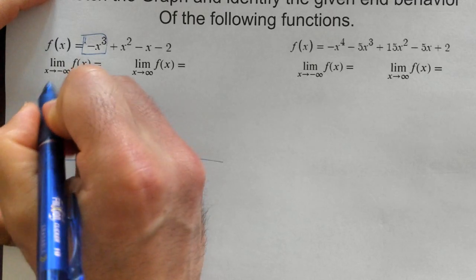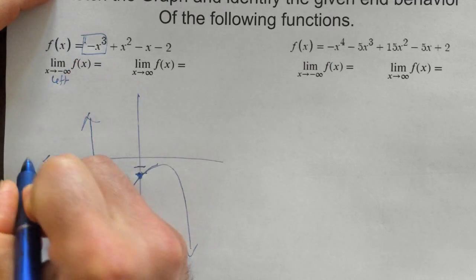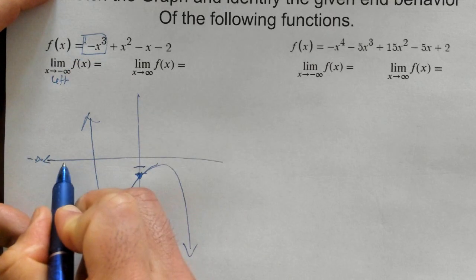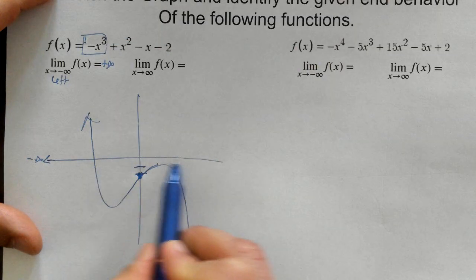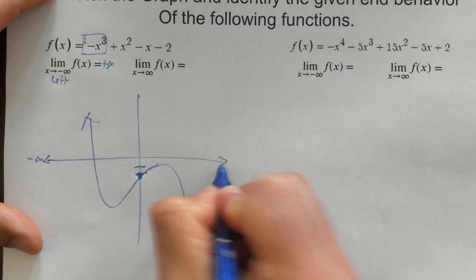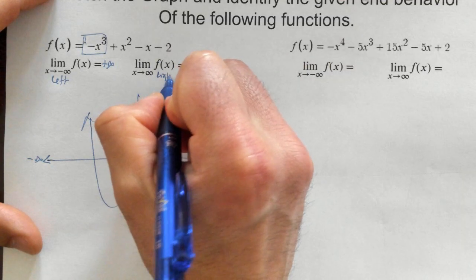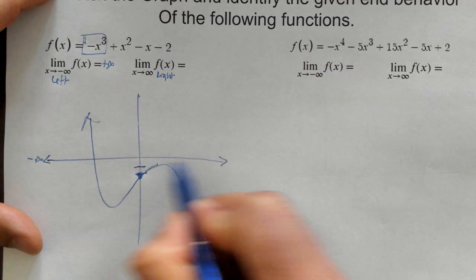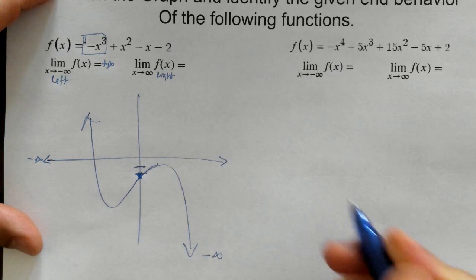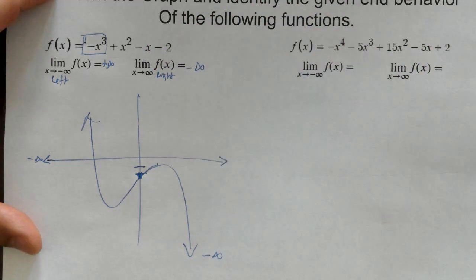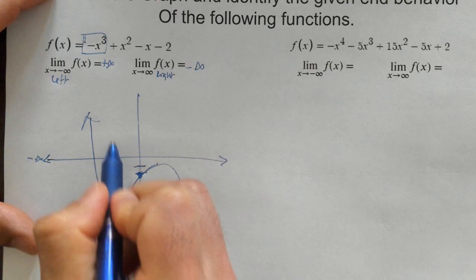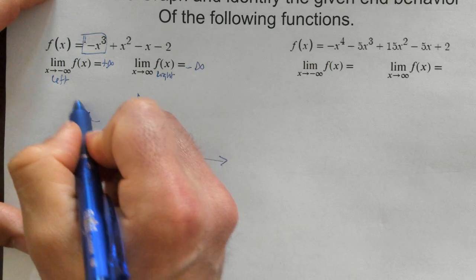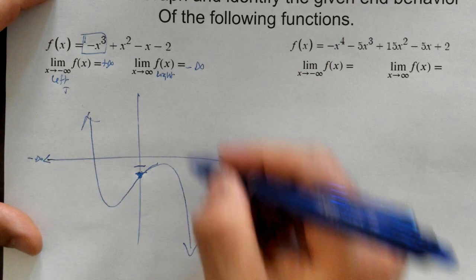So what happens on the left side? The left side of the function will eventually always go to positive infinity. And what happens as the function increases to the right? This is the right side. As it goes to the positives, the function will eventually just decrease to negative infinity. We're describing this part of the graph and the right side of the graph.